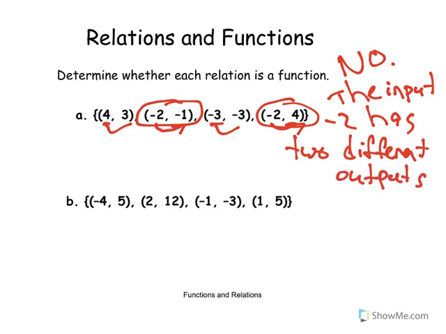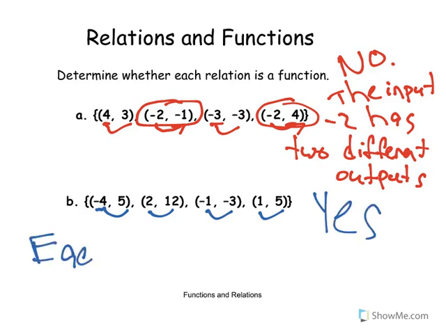All right, let's take a look at the next one. Negative 4 goes to 5, 2 goes to 12, negative 1 goes to negative 3, and 1 goes to 5. Yes, this is a function. Each input has exactly one output.